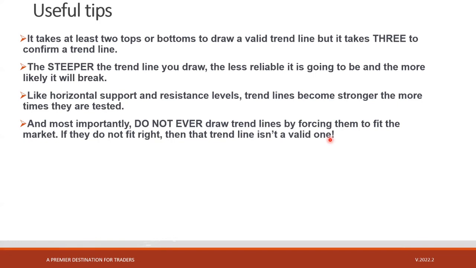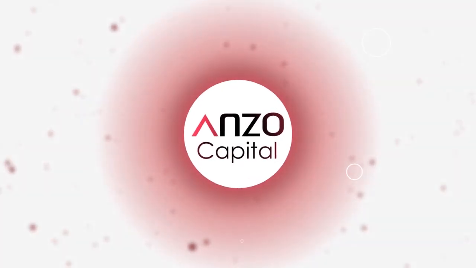And then most importantly, do not ever force a line to connect. If you draw it and you're looking at it, don't try and force it, like, oh, there's a trend line here, there's a trend line here, there's a trend line here. If it doesn't fit just right, then it's probably not going to be valid. So let's go over to our charts and see some examples.